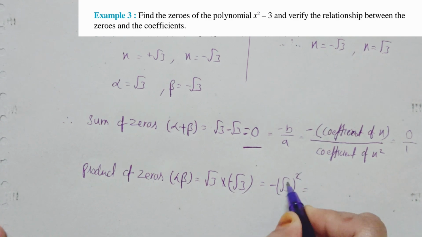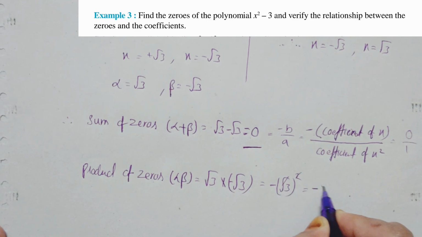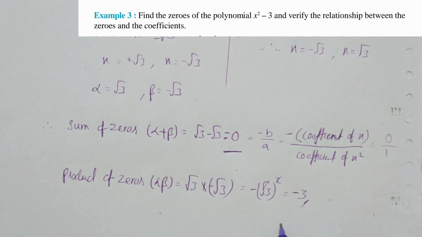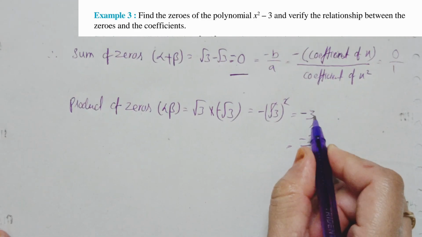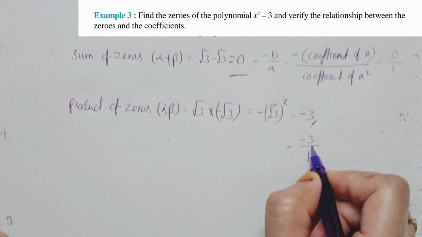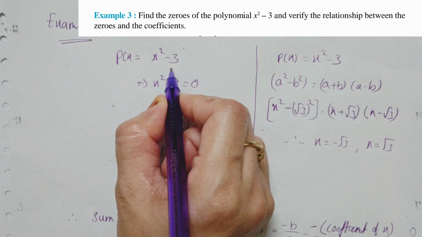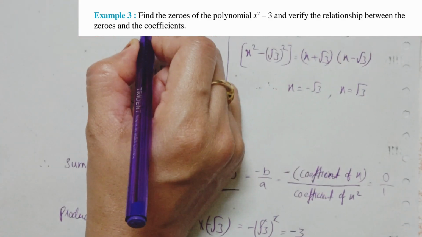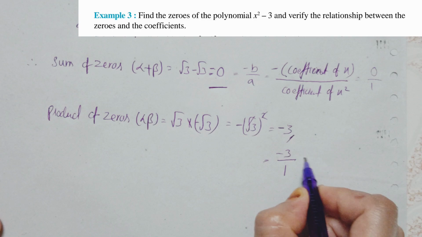Okay, it means square and square root get cancelled. Minus 3 is the answer. So this minus 3 can be written as minus 3 by 1. What is minus 3? If you see this minus 3, this is the constant term. So in the place of minus 3, we can write the constant term.